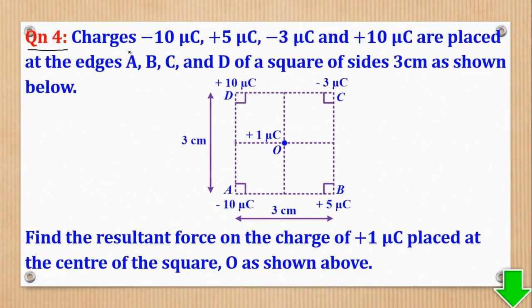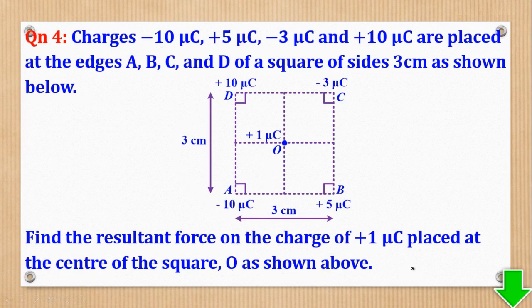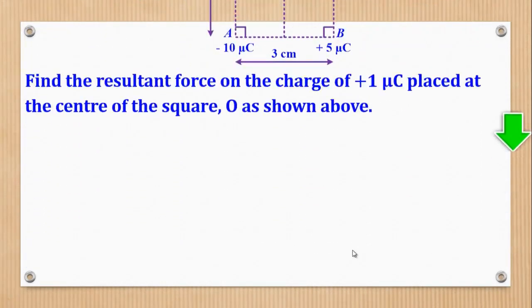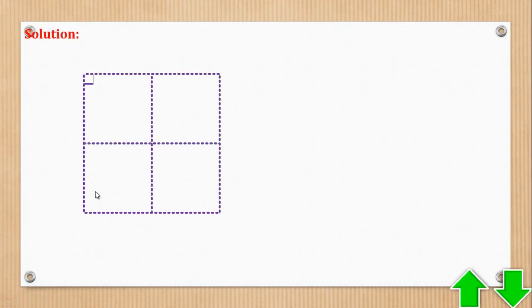So now we shall go to question 4. It says charges, these ones, are placed at the edges A, B, C, and D of a square of size 3 centimeters as shown below. Then they said find the resultant force on the charge of positive 1 microcoulomb placed at the center of the square, O, as shown above. So like I said, we have to redraw the diagram as it is given, then allocate the directions of the forces.